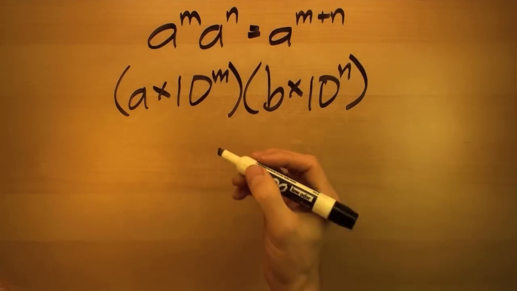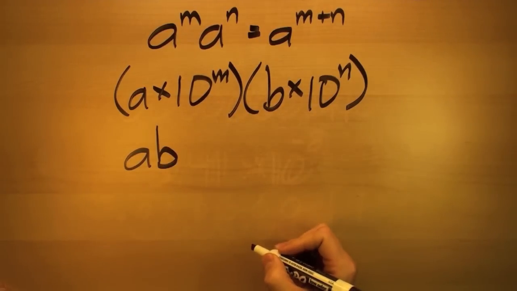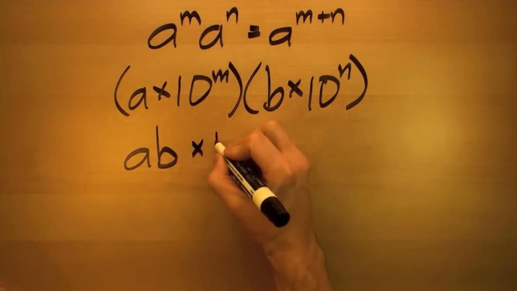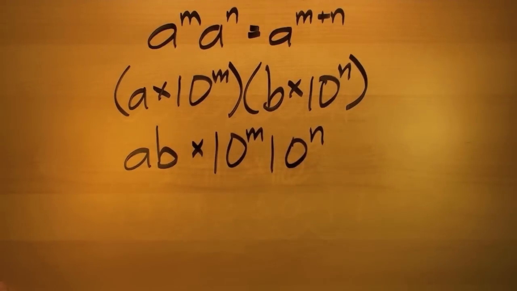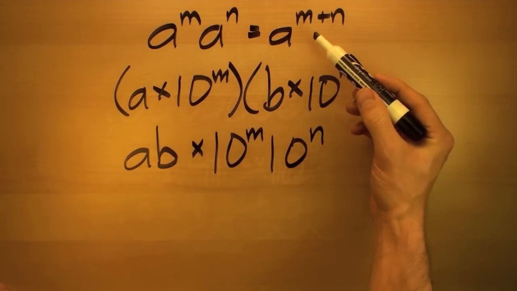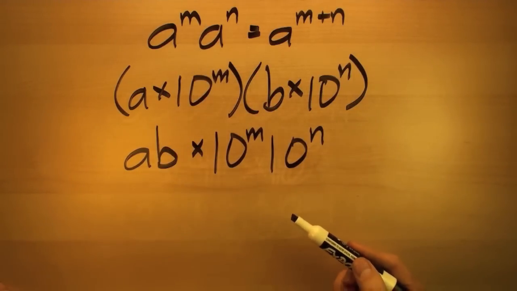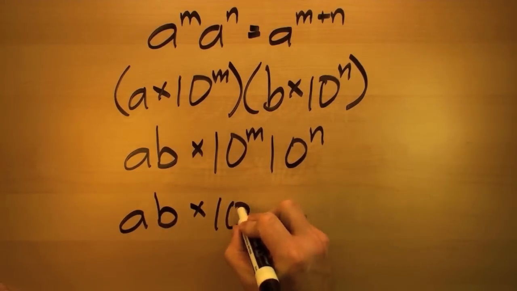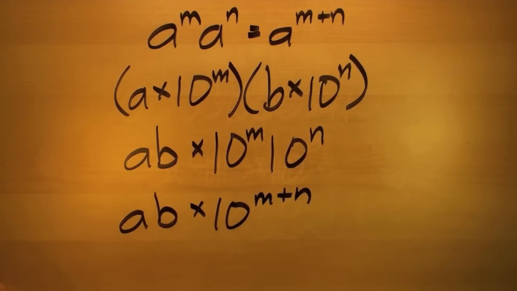So we can reorder these and decide to multiply the a times the b first. So a times b. And then we want to multiply those by our powers of 10. So that's 10 to the m, 10 to the n. But remember, our rule of exponents up here says that when we want to combine numbers that are the same base to powers, we add those exponents. So this becomes ab times 10 to the m plus n. And that's exactly how we're going to multiply numbers that are in the form of scientific notation.